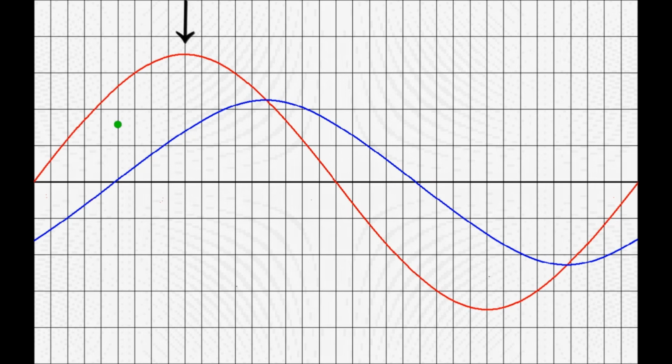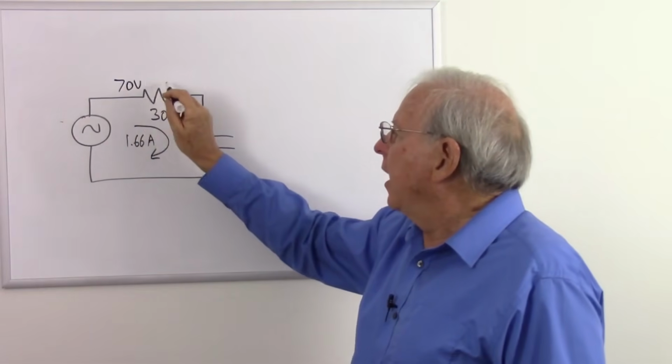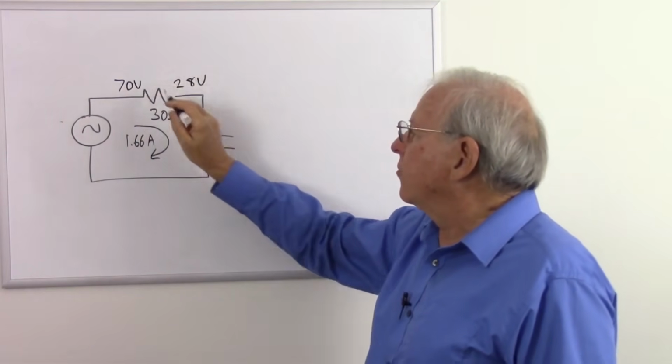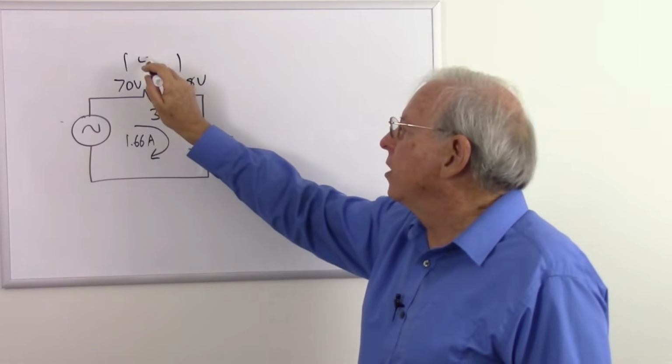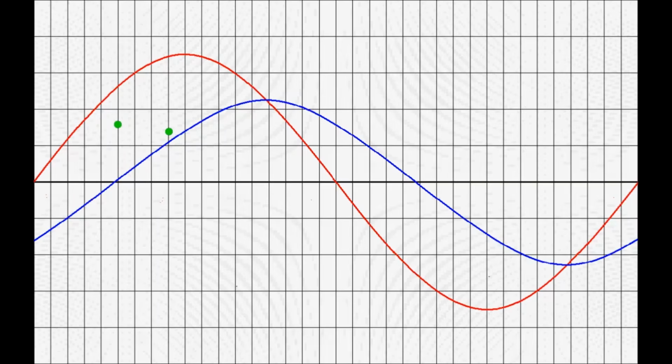Now let's look here where the source voltage peaks. The source voltage is at 70 volts and the capacitor voltage is at about 28 volts. That's 70 volts on this side and 28 volts on that side for a total difference of 42 volts. And that now gives us a current of 1.4 amps. Now let's look here where the capacitor voltage peaks. Here the source voltage is about 44 volts and the capacitor voltage is also 44 volts.